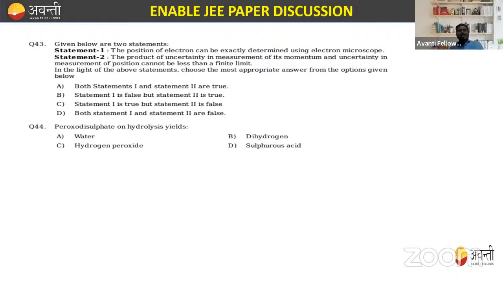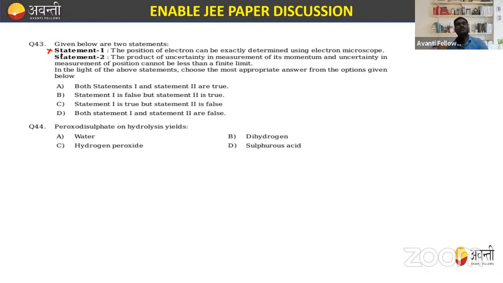Next, the next question is where two statements are given, statement 1 and statement 2. Statement 1 suggests that the position of the electron can be exactly determined using electron microscopy. Whether it is correct? No. We already discussed this question in our previous class, in structure of atom, Heisenberg uncertainty principle. What does it state? It states that it is impossible to measure both position and momentum of the particle at the same time. Always some error is present. Okay. So statement 1 is incorrect.